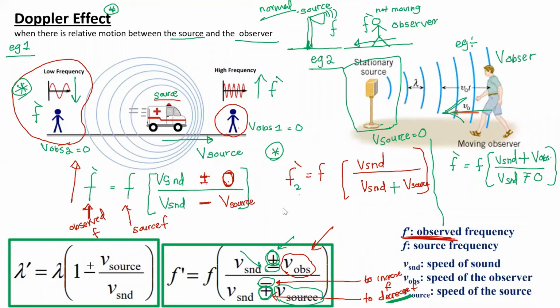And the other important thing is the lambda or the wavelength. So this is very important. Lambda will change only if the source moves. Can you see in this equation, you only have the source term. You don't have an observer term, right?